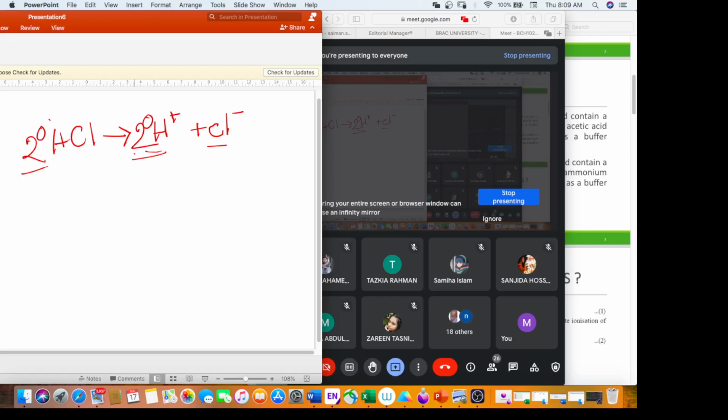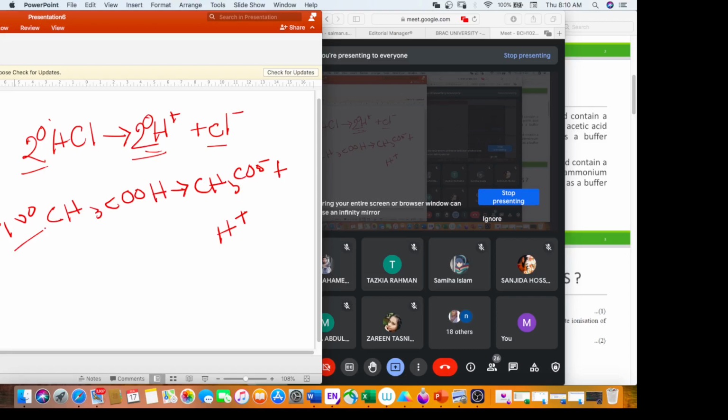Okay, so that means it is dissociated 100%. But if you put acetic acid, it will not dissociate 100%. Suppose you are putting here 100 acetic acid, you may get here like 5 protons. So that means it is not dissociating 100%. Clear?